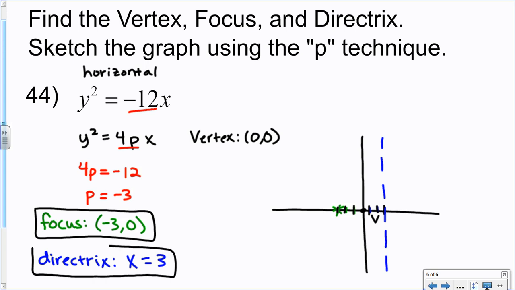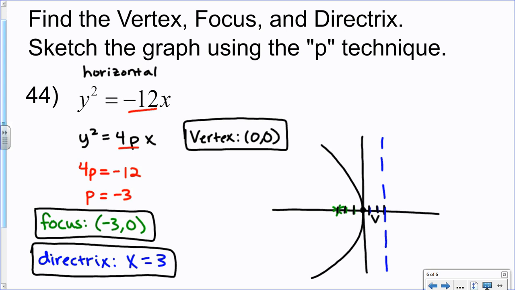Technically, to make this a more complete graph, I should find another point or two that would be on the parabola. But right now I want to do just a quick sketch. I want us to really be focusing on which way it opens. So here's my vertex, and then I need to open left. So it will look like that. Again, for a more complete graph, we'd probably make a table and plug in points for either x or y to find a couple points on it.